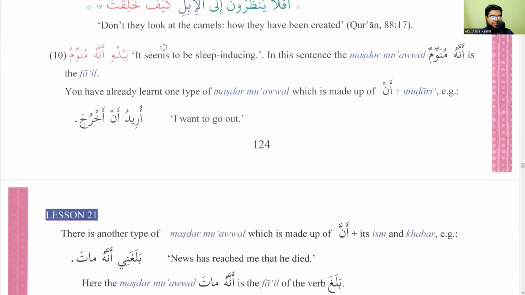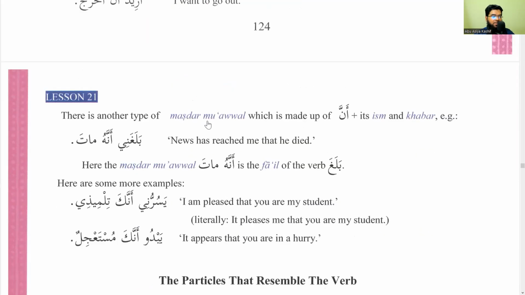So that's what he's teaching in this lesson. You've already learned one type of masdar muawwal, which is made up of an plus mudari, right? An and mudari if it comes. Example, uridu an akhruja, I want to go. But there's another type of masdar muawwal, which is anna. Anna, like balagani annahu mata. So it reached me annahu mata, right? That he died. So you might say balaga. Okay, balaga is verb. Ni, this is nun wiqaya anyways. Ya is maf'ul bihi. But where is the fa'il?